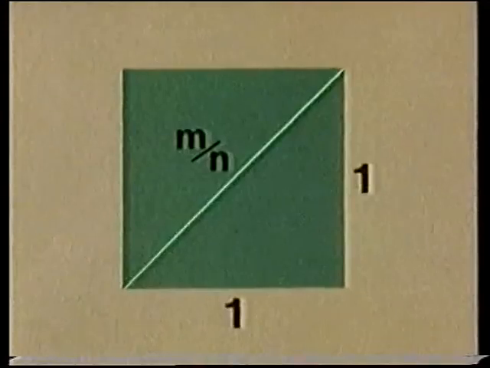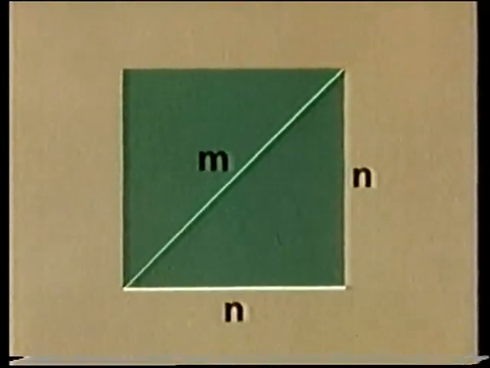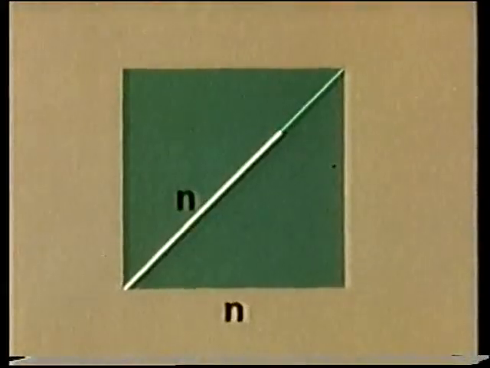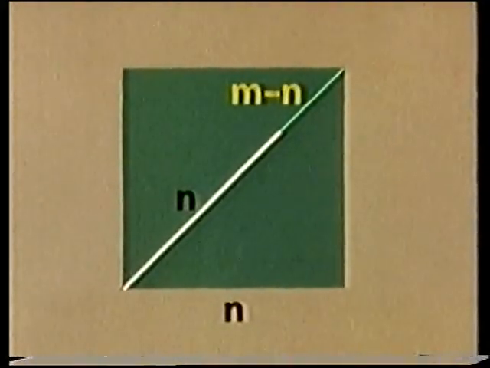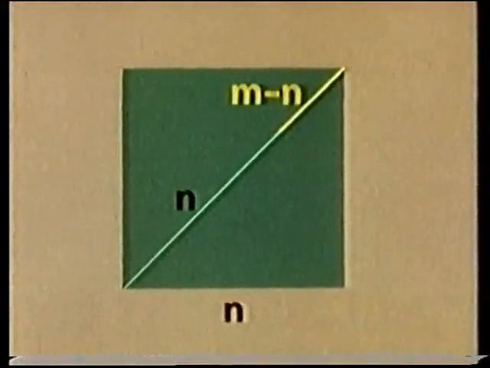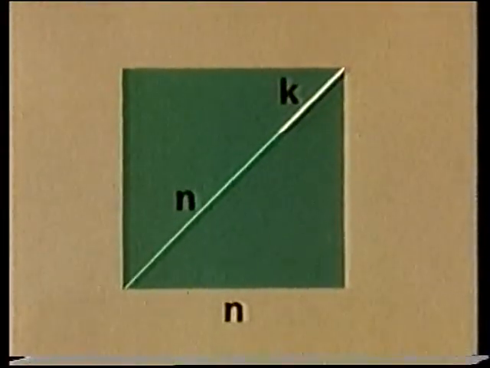If we scale this up by a factor n, it's the same as saying that a square with side n has a diagonal of length m, where both m and n are integers. Now, because m is bigger than n, we can mark off a length n on the diagonal. That is, the diagonal has been split into two integer lengths, n and m minus n, and it's the top bit we're interested in. m minus n is an integer, so to make life easier, let's call it k.